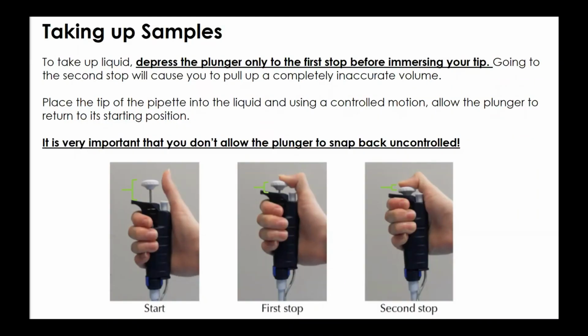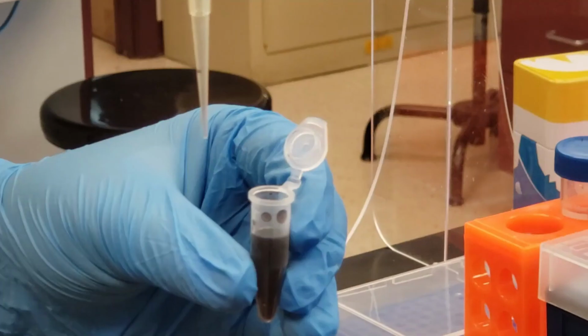To take up liquid, first depress the plunger only to the first stop before immersing your tip. Going to the second stop at this point will cause you to pull up a completely inaccurate volume. Place your pipette tip into the liquid and, using a very controlled motion, allow the plunger to return to its starting position. It's very important that you don't just allow the plunger to snap back uncontrolled, because this may cause liquid to go up into the barrel of the pipette.